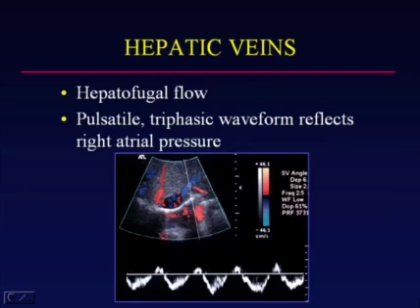The hepatic veins drain the liver, and so they run in a direction away from the liver, or hepatofugal flow. And their characteristic spectral waveform tracing has a pulsatile or triphasic contour. And this pulsatile waveform reflects the right atrial pressure.